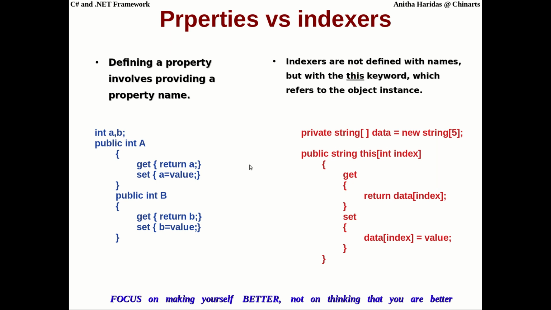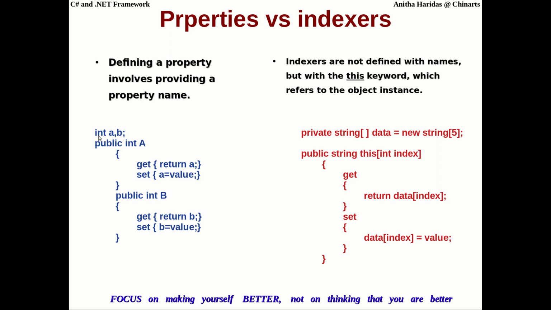Hari Om. We will continue with the difference between properties and indexes. So the very important property here, the very important concept we have discussed so far. The first difference, defining a property that involves providing a property name. This is an example we have seen.